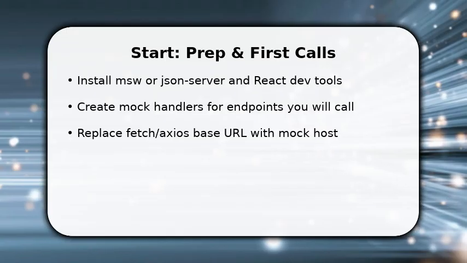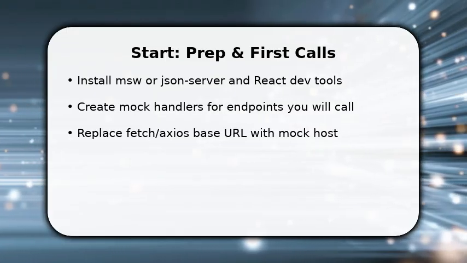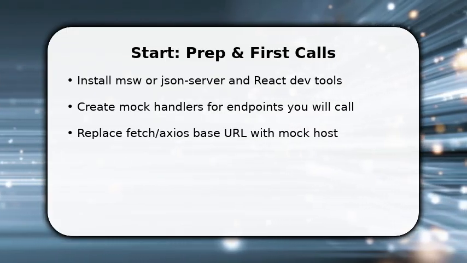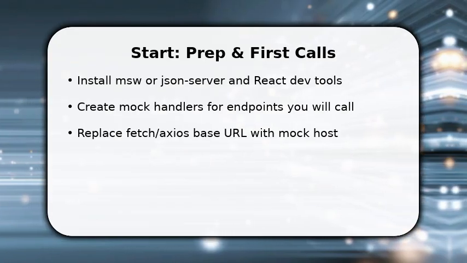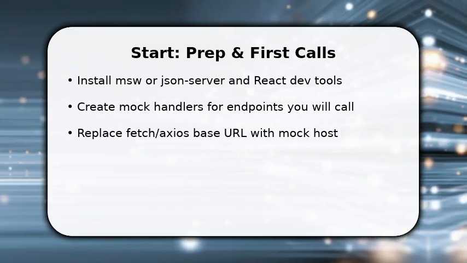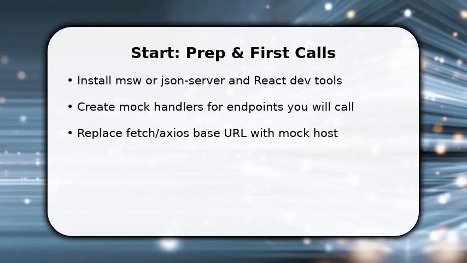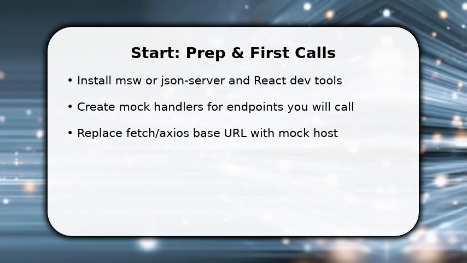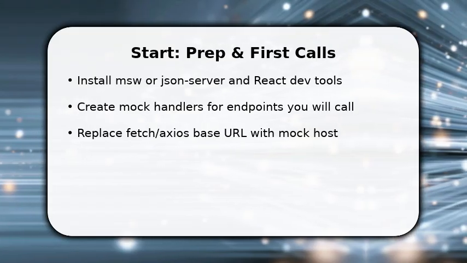You begin by adding a lightweight mock server like MSW or JSON server so you can iterate quickly. Create basic handlers for the endpoints you will call, returning small predictable payloads. Then update your fetch or Axios base URL to point at the mock host.